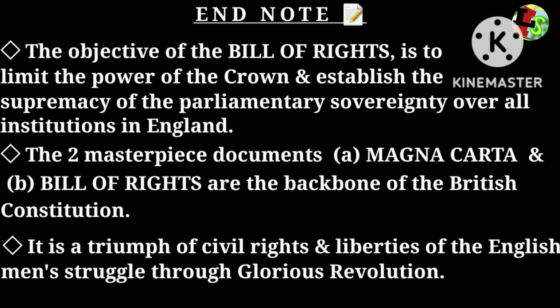The objective behind the Bill of Rights and the Glorious Revolution was to limit the power of the Crown and establish the supremacy of the Parliament. The government was to be formed through the mandate of the people. There should be equal rights and liberties for the people of England under the law. The concept that the king is above the law was broken into pieces. There was a triumph of civil rights and liberties.